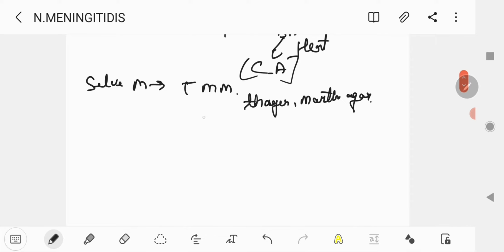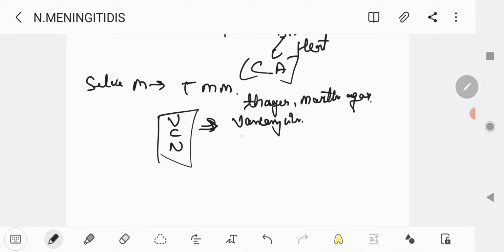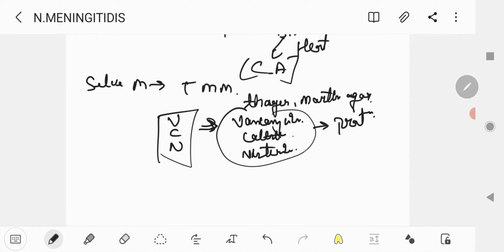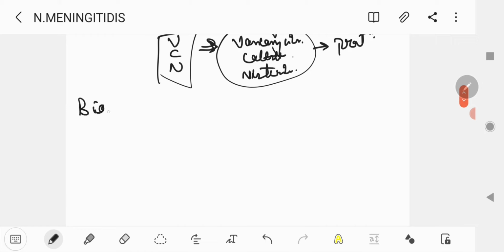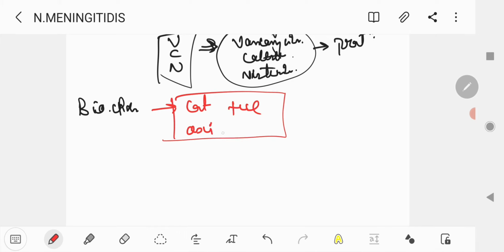Okay, and this media includes VCN. It is also called VCN media because VCN consists of vancomycin, colistin, and nystatin. This media promotes the growth of this microorganism and inhibits the others. Then the biochemical reaction. In the biochemical reaction, you can see that it is catalase and oxidase positive. So you can remember this as cat-oxy positive: catalase plus oxidase positive.